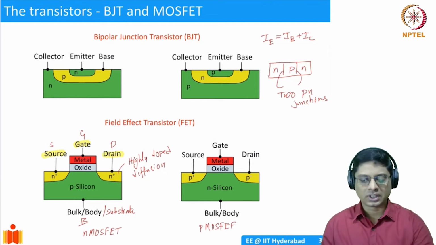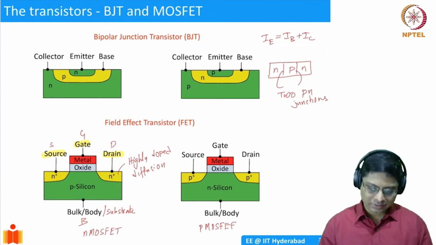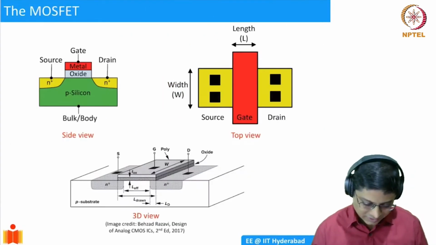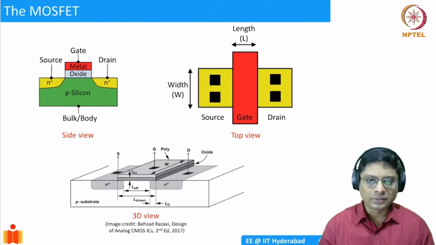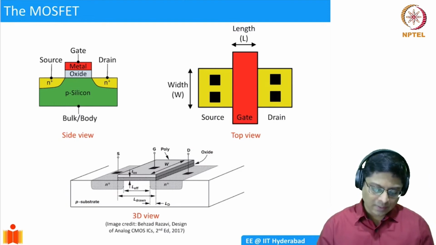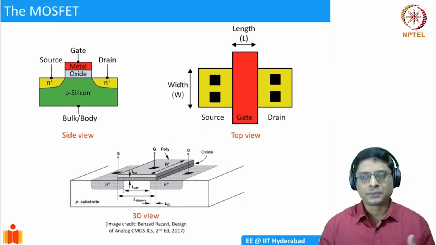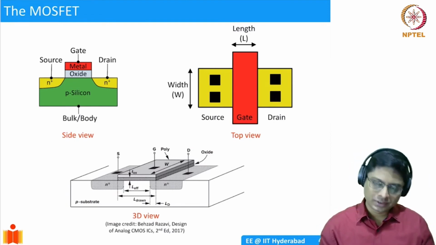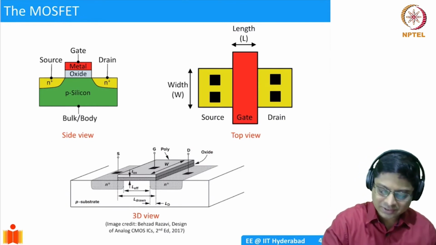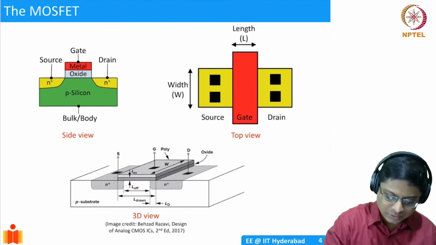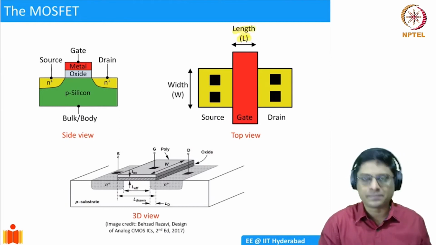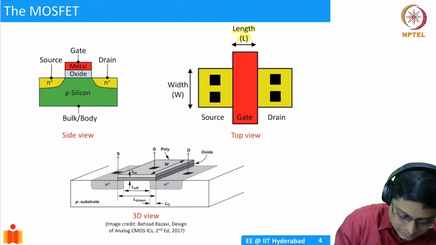So how does this help us? Well, to understand that, let's look at the structure in a couple of ways. We have already seen this side view, and if you take a cross section of a MOSFET, this is how it looks. We could also have a top view. If you look at it from the top, how does it look? You have a gate which has a certain length. This is important terminology. The length of the gate is essentially the distance between the source and the drain. So this is my length here.